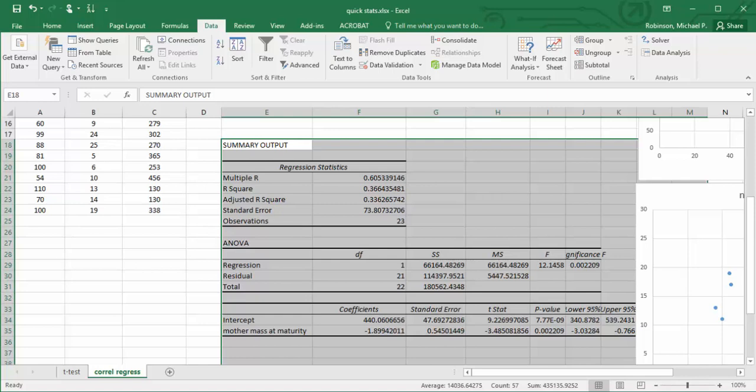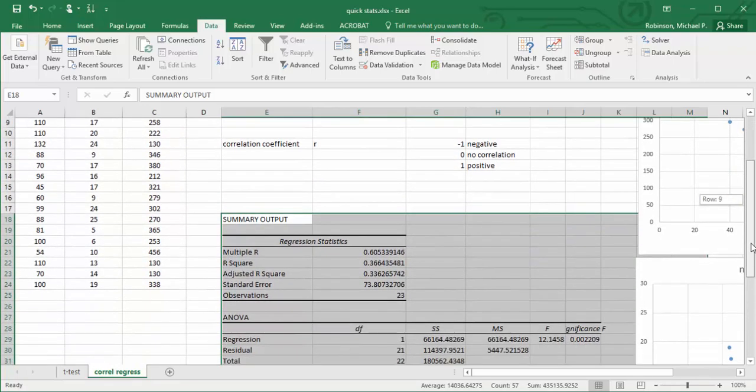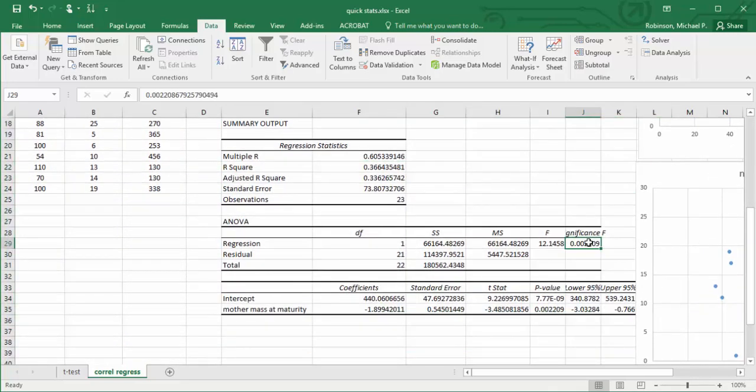All right. So what does this tell us? If we're just looking at the correlation, right? So all we're interested in is, are they correlated? Is there a relationship between the two? Then all we need to look at is this value here.